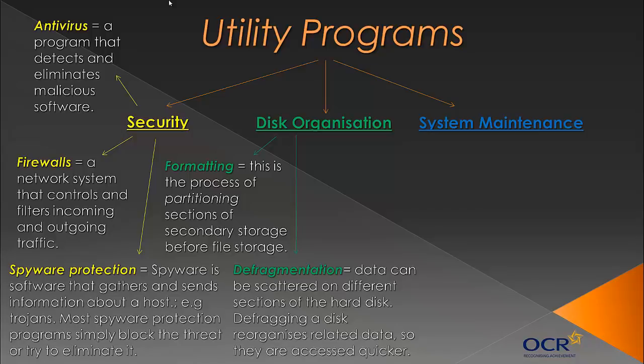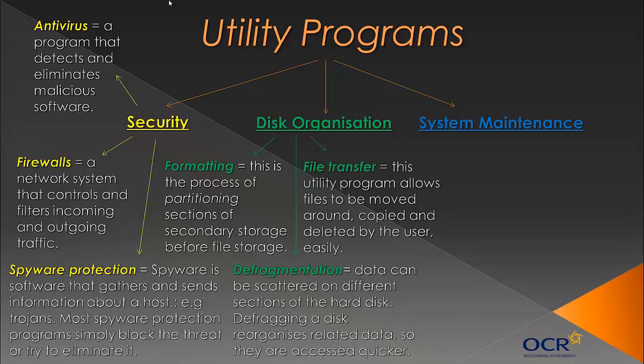So defragging a disk essentially reorganizes related data, and when it organizes the data, it's stored together on the hard drive as opposed to apart, meaning that it's accessed quicker. Don't need to know this in too much detail, but if you got asked about it, just write what I've written there.